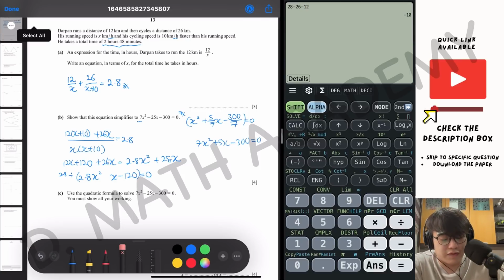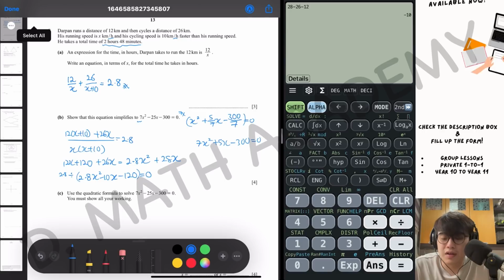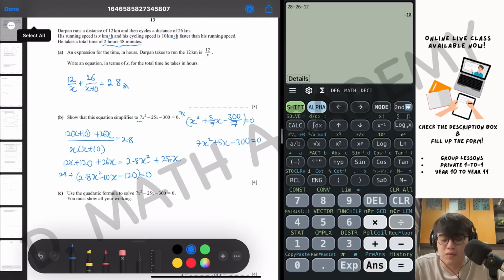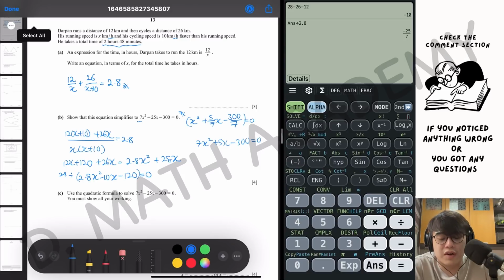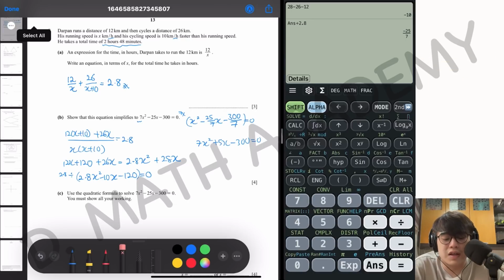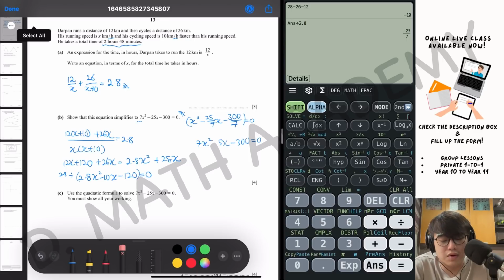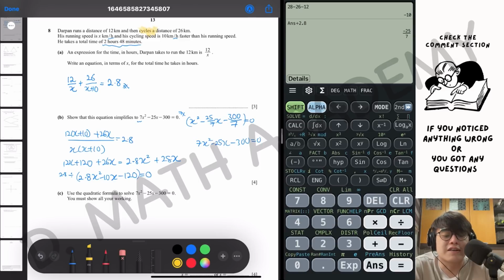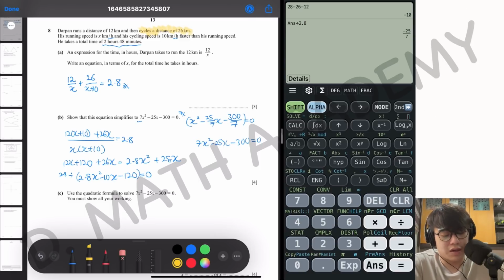Okay, you have negative 10 here. So from this negative 10 divided by 2.8, you will get negative 25 over 7. When you multiply the 7 in, that's how you get negative 25. So please pay attention. They mention cycle distance of 26. Don't make the same mistakes as me.